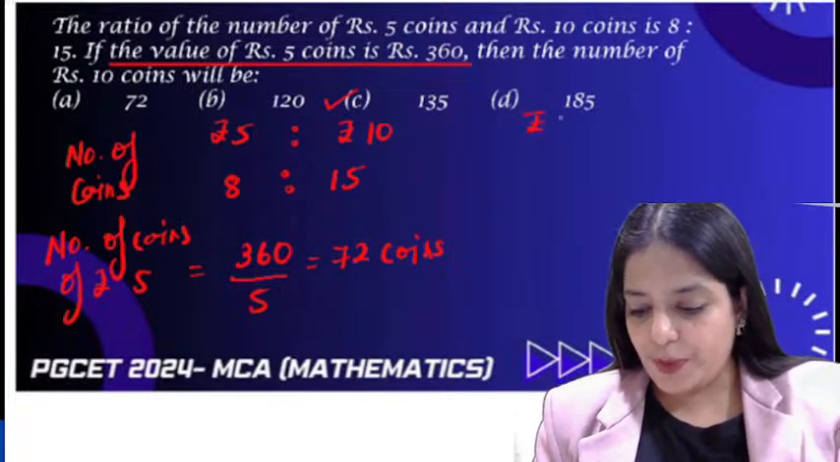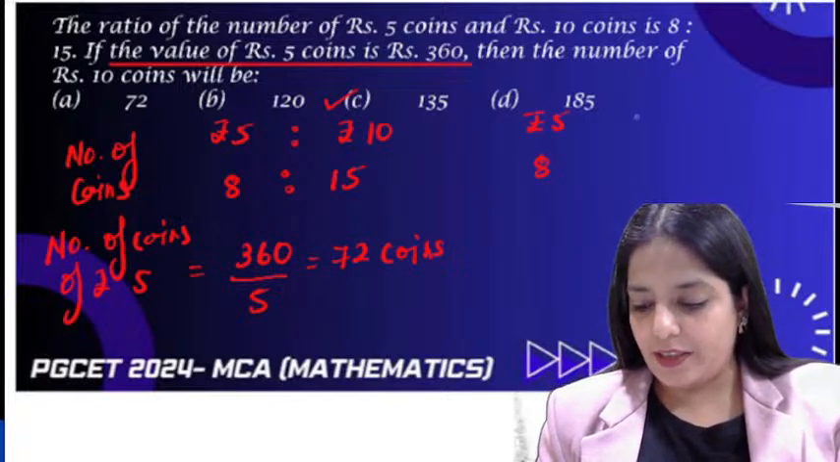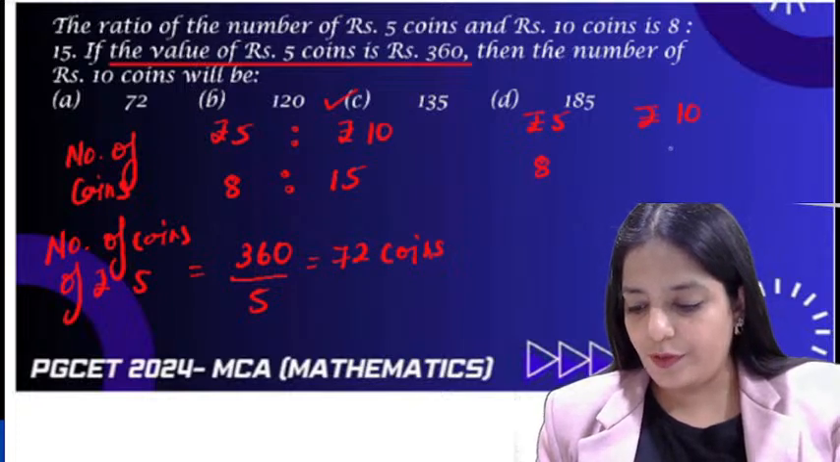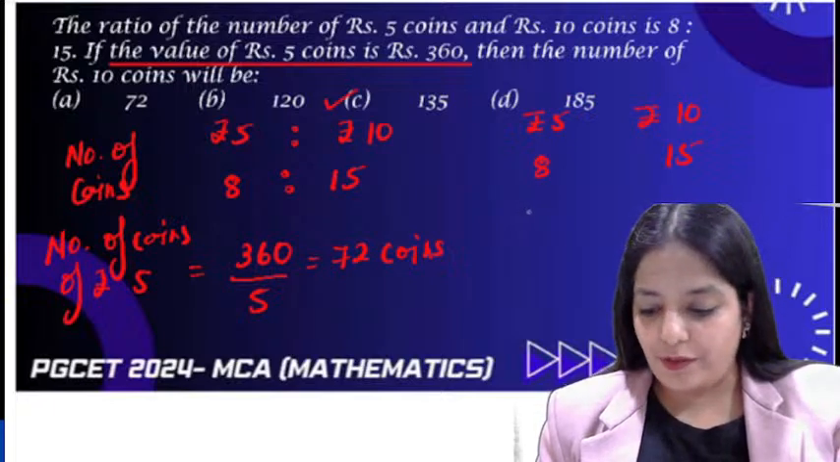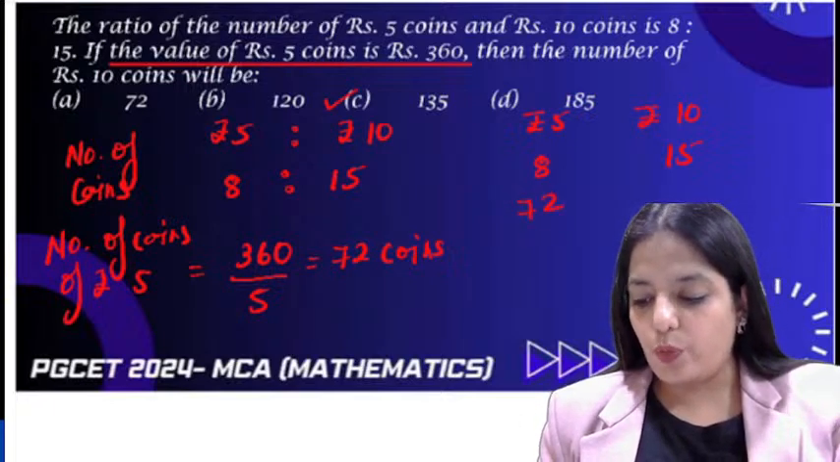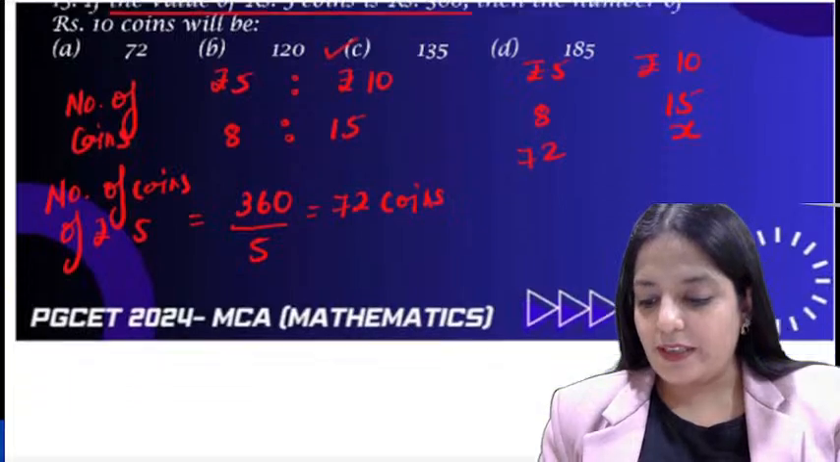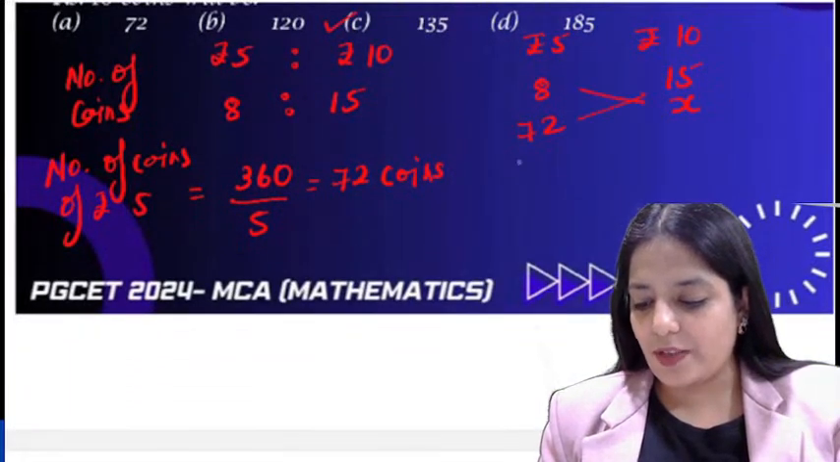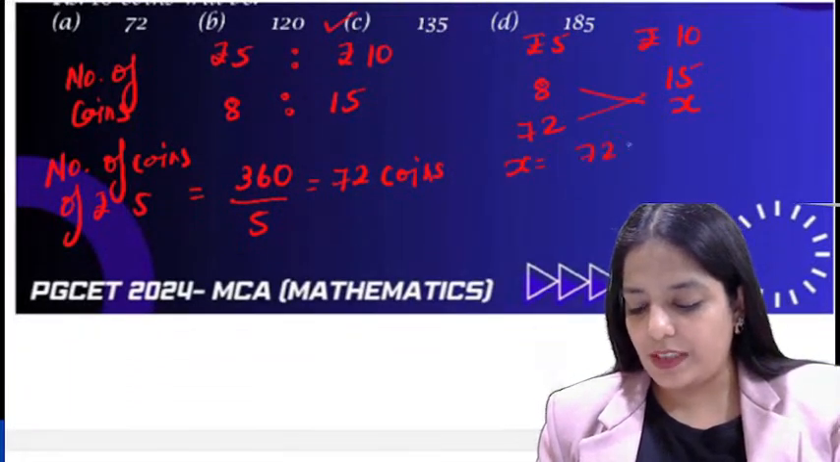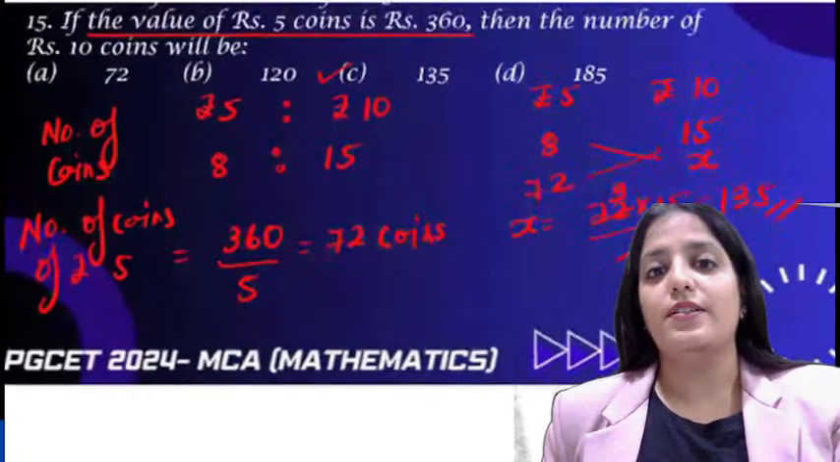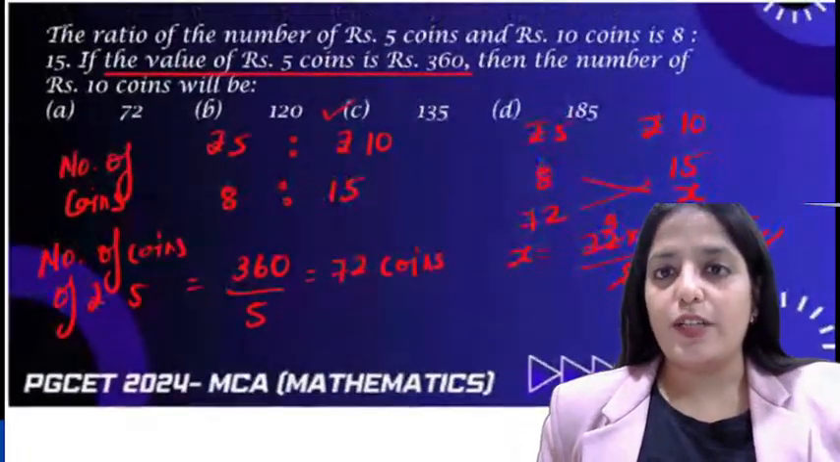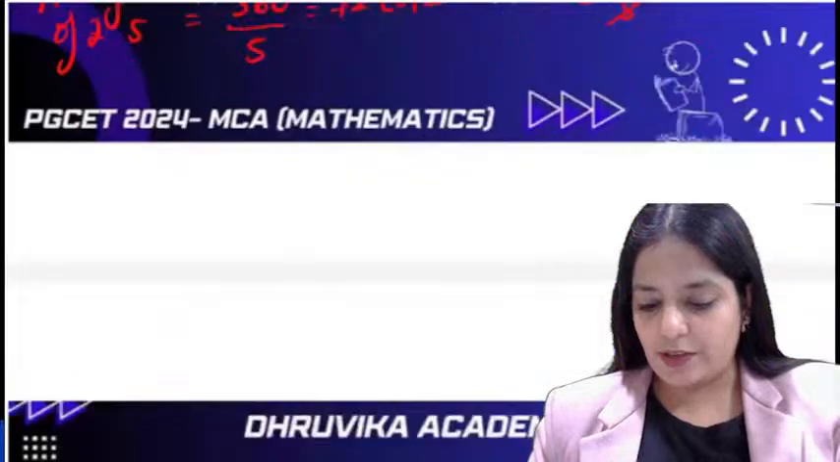When rupees 5 coins were 8, rupees 10 coins were 15. But in reality, the number of coins of rupees 5 are 72. So what will be the number of coins of 10? Simply cross multiply them. X is equal to 72 into 15 upon 8. 8 nines are 72, 15 into 9, 135. That is option C. So let's proceed further to the next question.